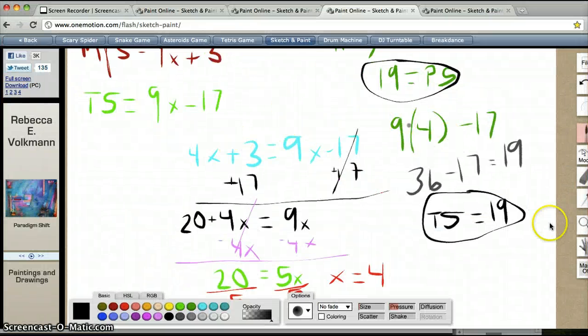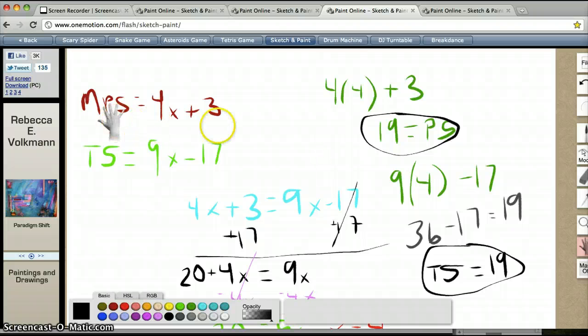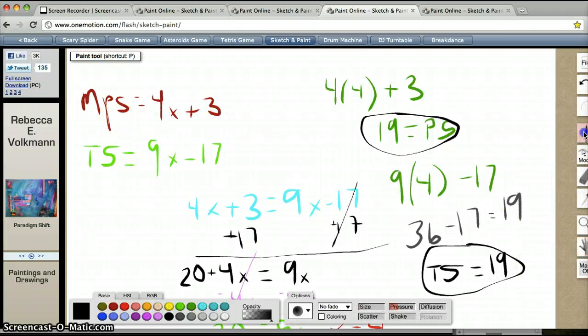So I went ahead and equaled them to themselves. So if you look up here, I said the measure of PS is 4x plus 3, and the measure of TS is 9x minus 17. Remember, when something bisects a line, that means it cuts it in half, which also means that they're equal to each other. So let's go ahead and set those up. So 4x plus 3 is 9x minus 17, and now we're going to go ahead and combine like terms.